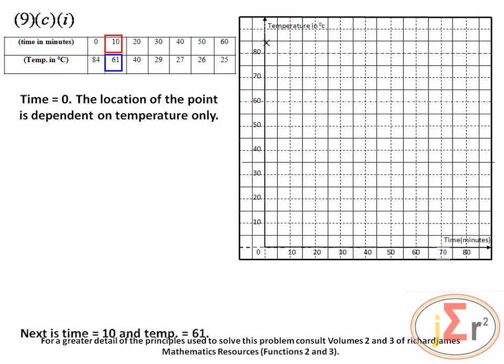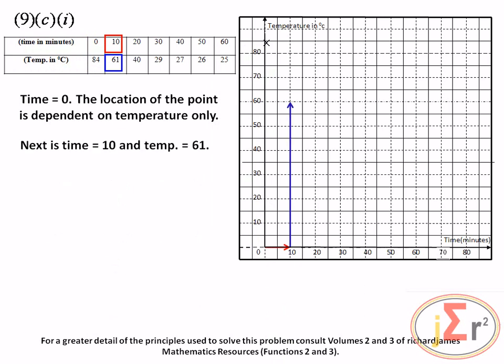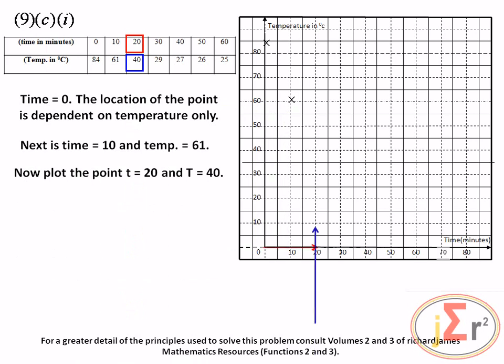Then, we are going to move to the point for which time is equal to 10 and the temperature is 61. 10, and then we go up to 61 and we plot that point right there. 20, 40. So the time in minutes we have is 20 to come right there, and the temperature we go up to 40.